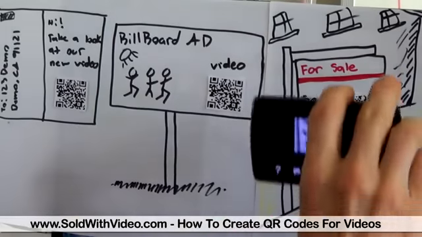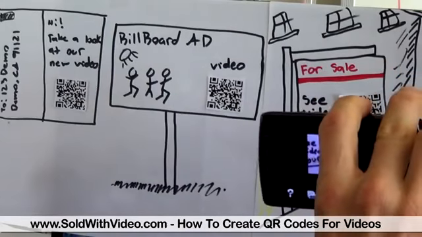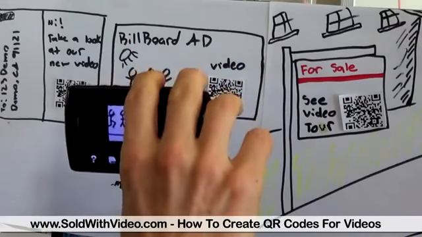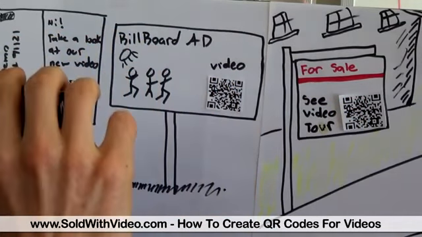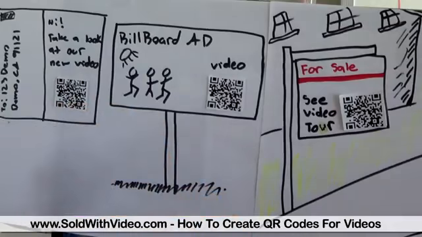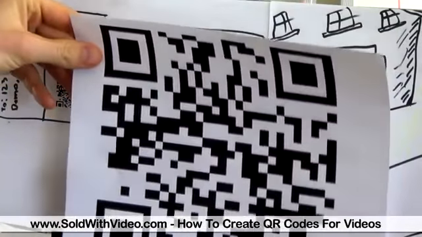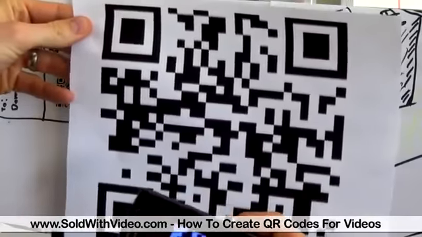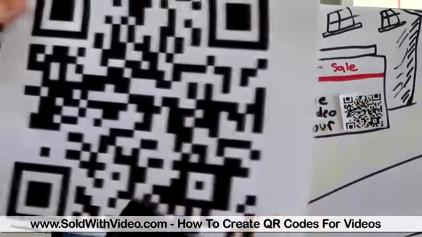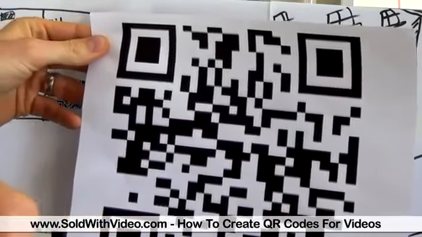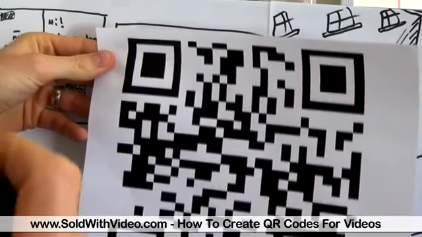So let's just pretend someone's walking down the street. They can take their phone, scan the QR code off the for sale sign, and the video will play right there on their phone. Same with the billboard, and same with the postcard here. So I printed out a large size QR code just to use as an example. So we'll go ahead and take the phone, and let's just pretend it's this QR code. I'll be walking down the street, I'll see the QR code, and I'll go ahead and scan it with my phone.